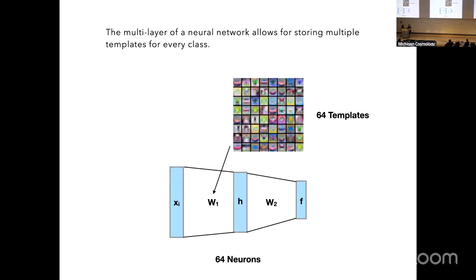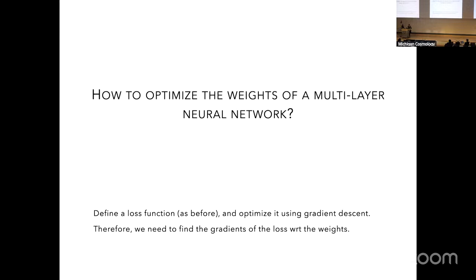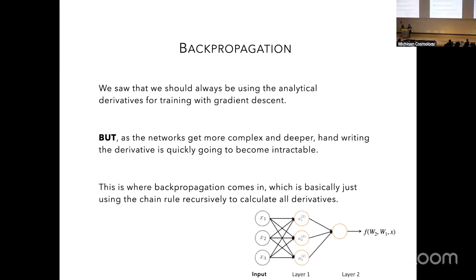Okay, so now the question is, how are we going to optimize all those weights? Because before we could find gradients exactly. And so we're going to do exactly the same thing. We're going to define a loss function that tells us how well we're doing. It's going to be the same loss function. And then we're going to try to optimize it using gradient descent exactly the same way that we did before. What that means is that we need to find the gradients of the loss with respect to those weights. And this is where something called backpropagation comes in.